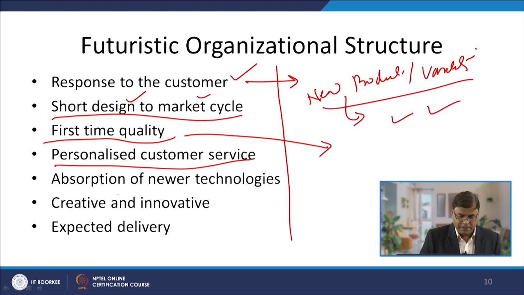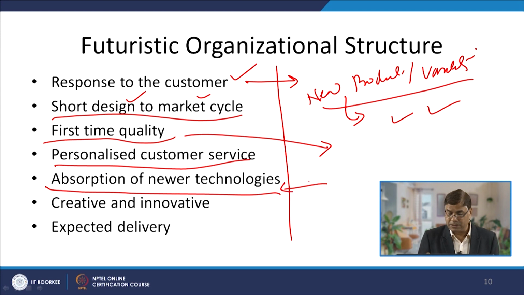Then personalized customer service, so that even if there are issues, those can be addressed as early as possible. And absorption of newer technologies, because things are changing very fast, technologies are changing, products are changing, and the varieties in which the number of units to be made are also increasing. So, this is possible through the absorption of newer technologies.